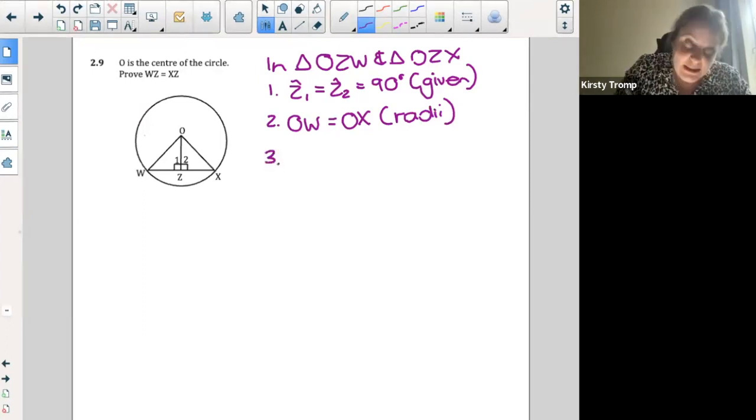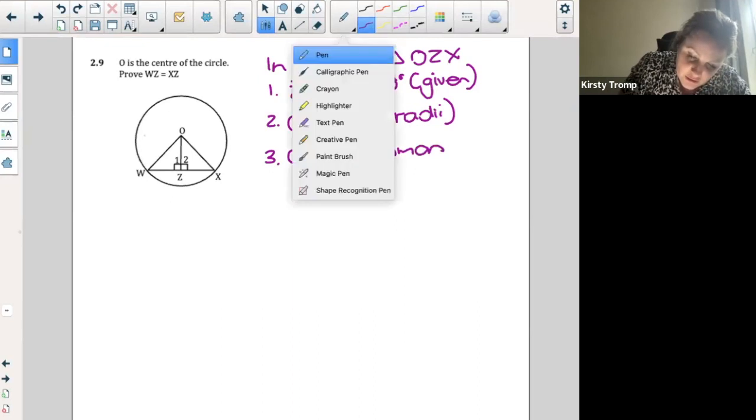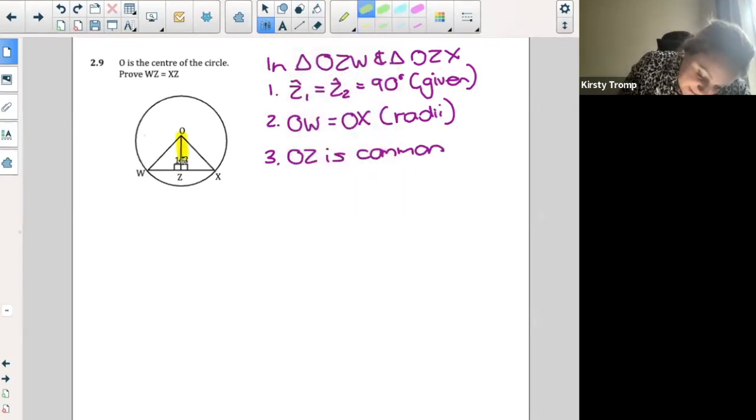And number three, somebody said to me just now, who is it that's told me this? Well done, guys. OZ is common. Good. So OZ is here. It's in both those triangles. Both those triangles lie on that line. So OZ is common.